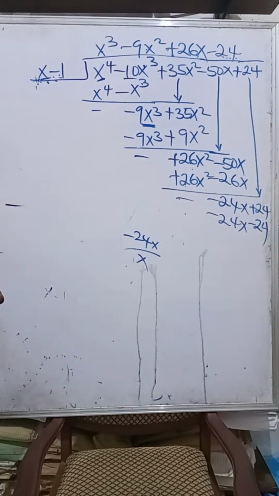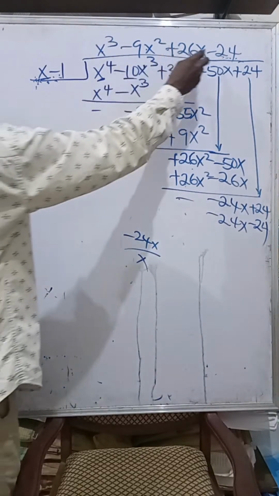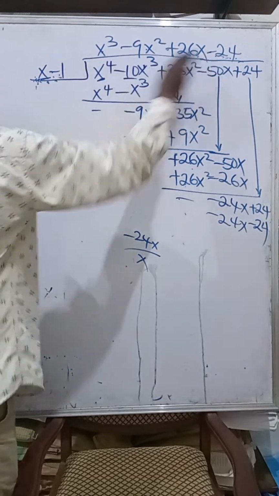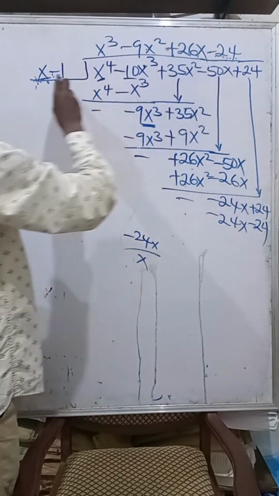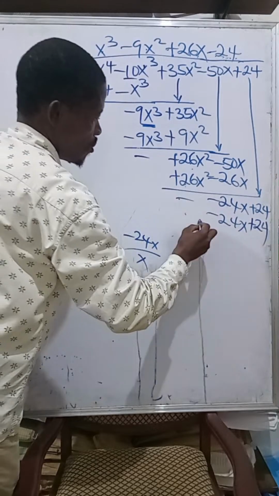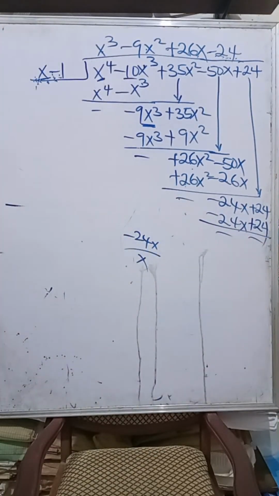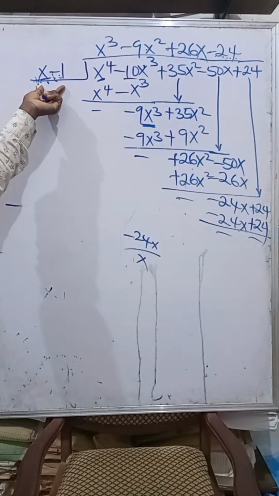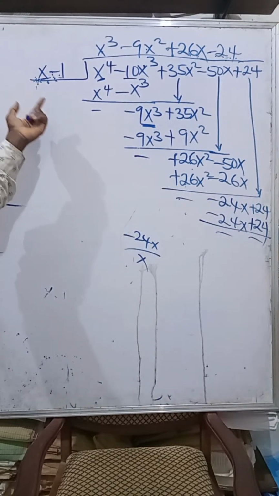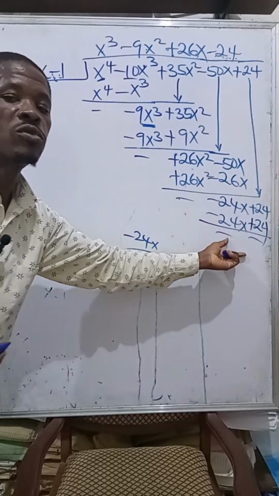We have that. And again, minus times minus here. Minus 24 times minus 1. That's a plus 24. Then now do your subtraction. That's 0. Because when you do your long division, if x minus 1 is a factor, the remainder must be what? Must be 0.